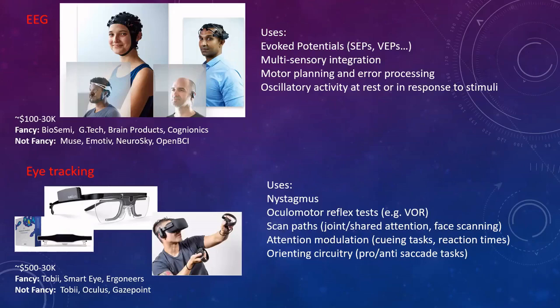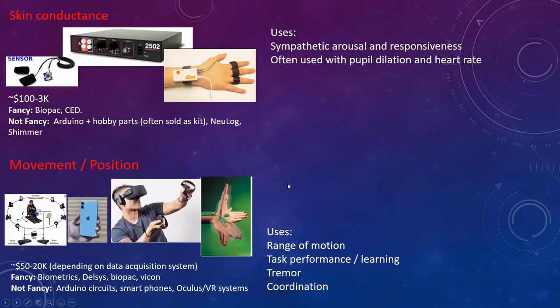You can also do some vestibular testing. There's the oculomotor reflex test. Basically, you spin somebody in a chair and then stop, and then see how long it takes before their eyes stop moving back and forth. There's all kinds of things you can do. And again, the sensor itself, fairly simple. It's all the other stuff you do with it that's complicated.